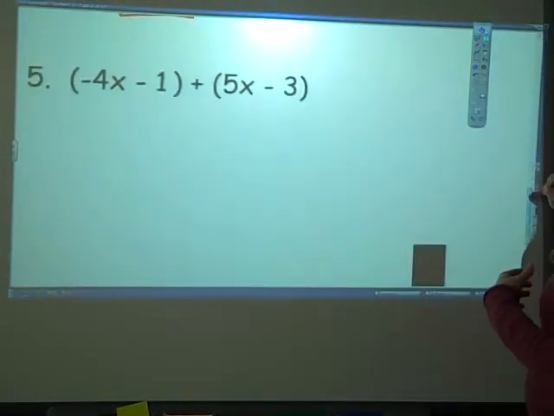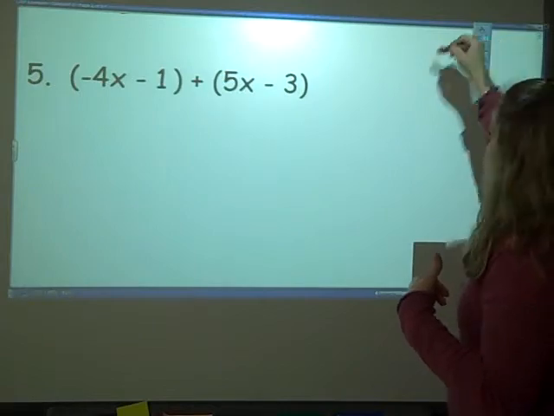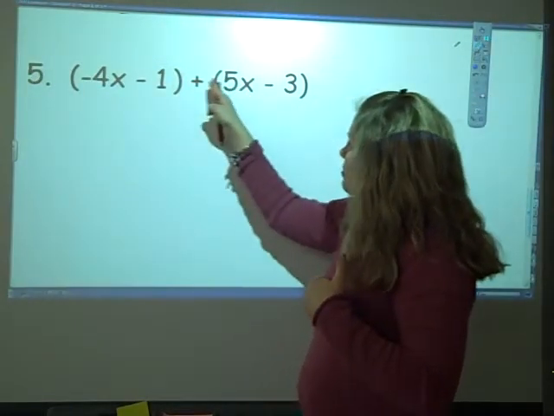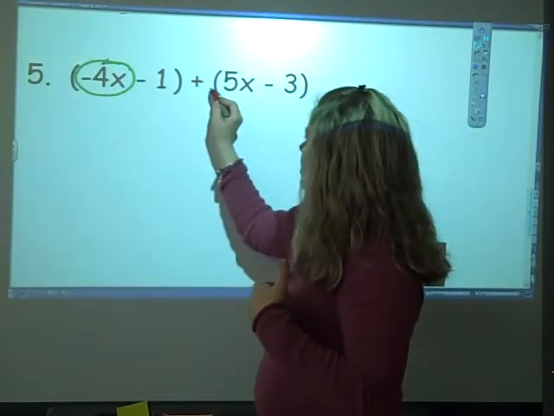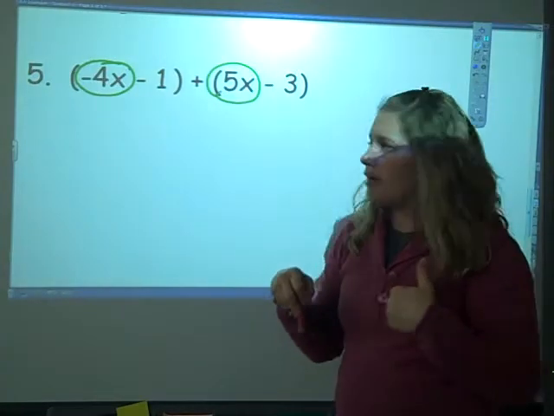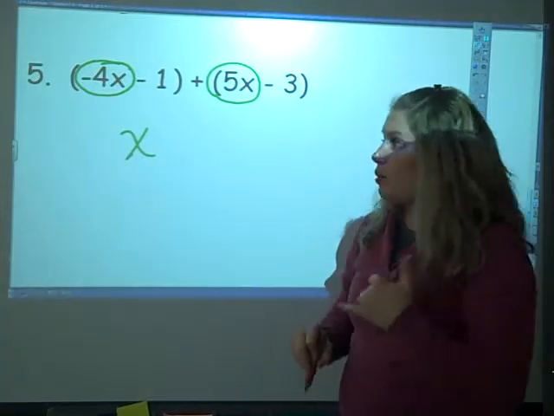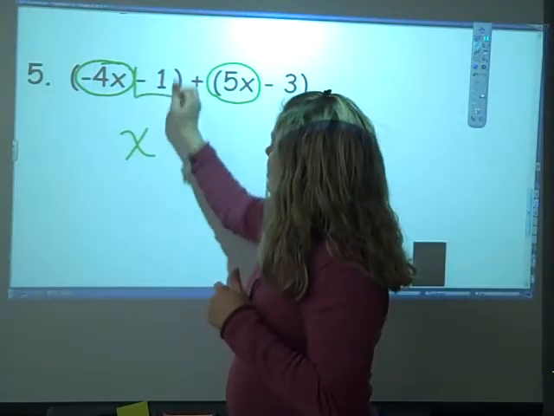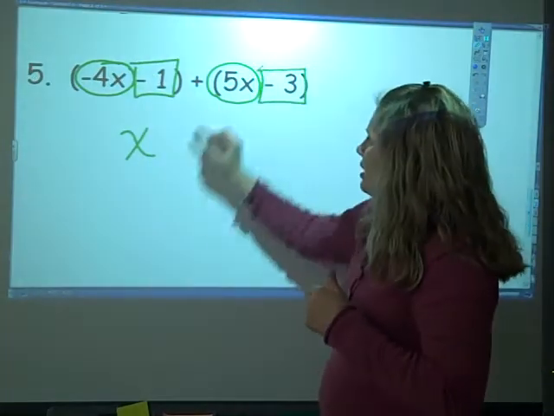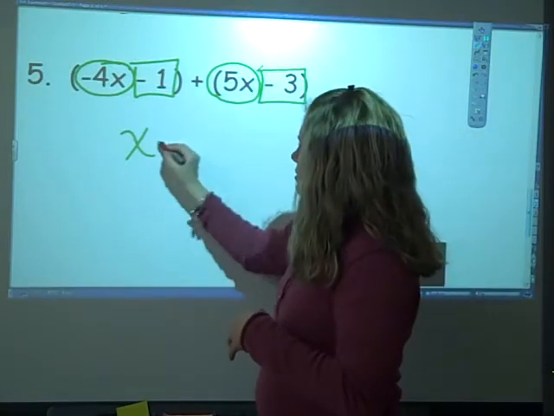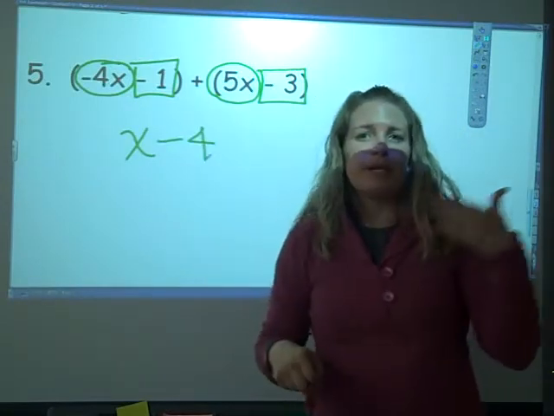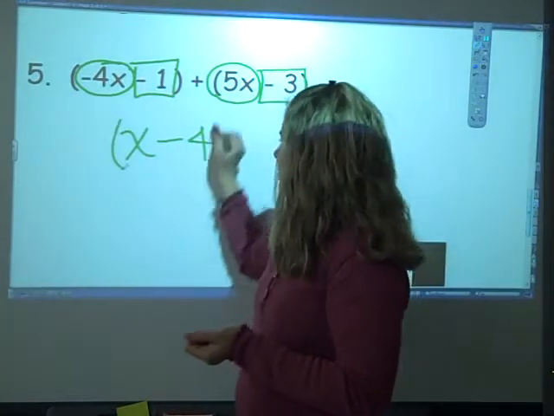Okay, last problem in this section. Negative 4x plus 5x. Negative 4 plus 5 means that you have 1x. We just write x, not 1x. A negative 1 plus a negative 3 means you have a negative 4. Don't write plus negative 4, we just write minus 4.